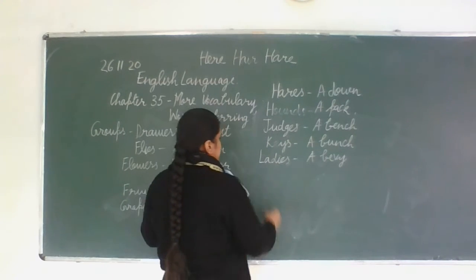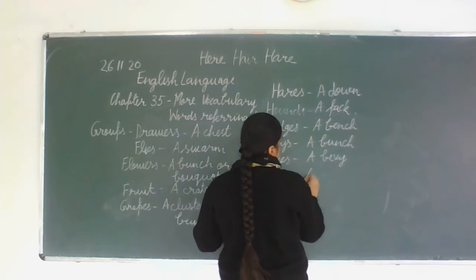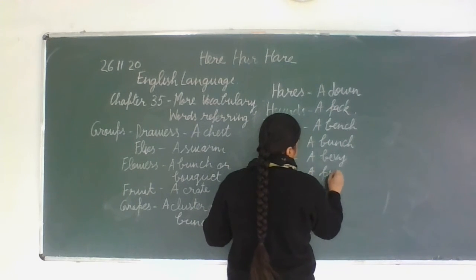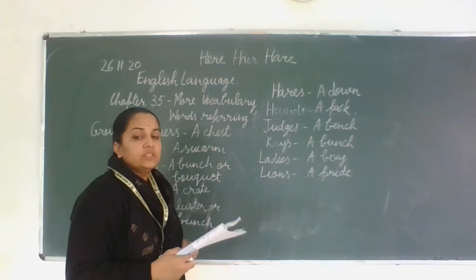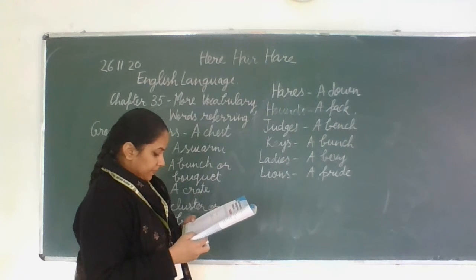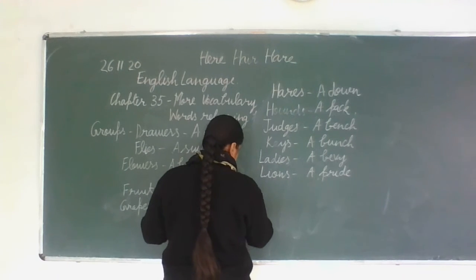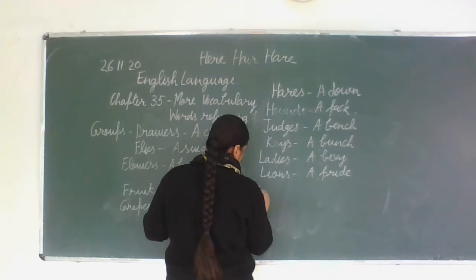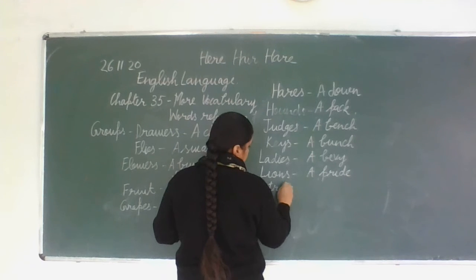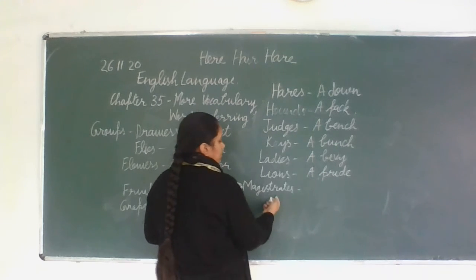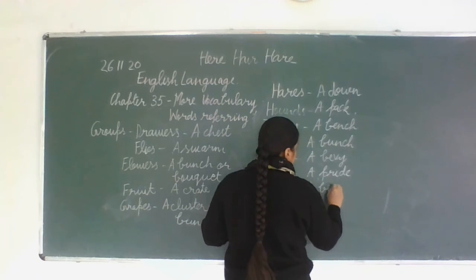The next one is lion. A group of lions is known as a tribe. See, for the different animals, we have different names of the groups. Then magistrates. So, like the judges, the group of magistrates is also known as a bench.